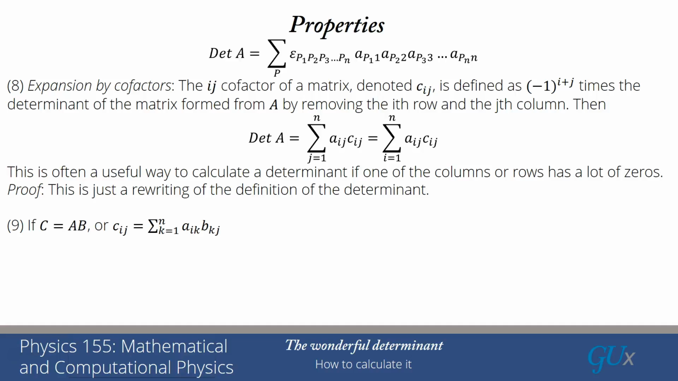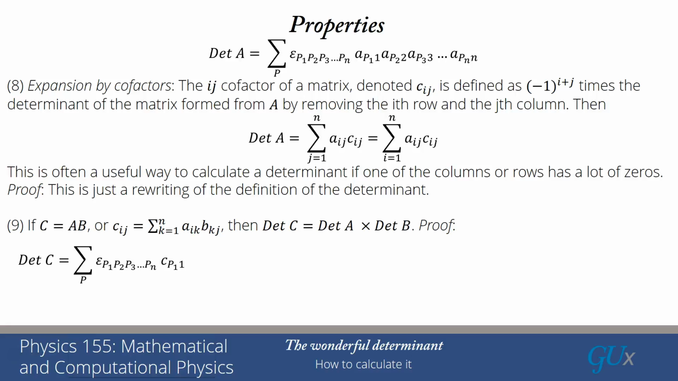Okay. Our final property: if C is equal to A times B, and that means matrix multiplication, so Cij is the sum k equals 1 to n, Aik, Bkj, then the determinant of C is equal to the determinant of A times the determinant of B. And in some sense, this is one of the most remarkable properties of the determinant, and let's take a look carefully at the proof of this.